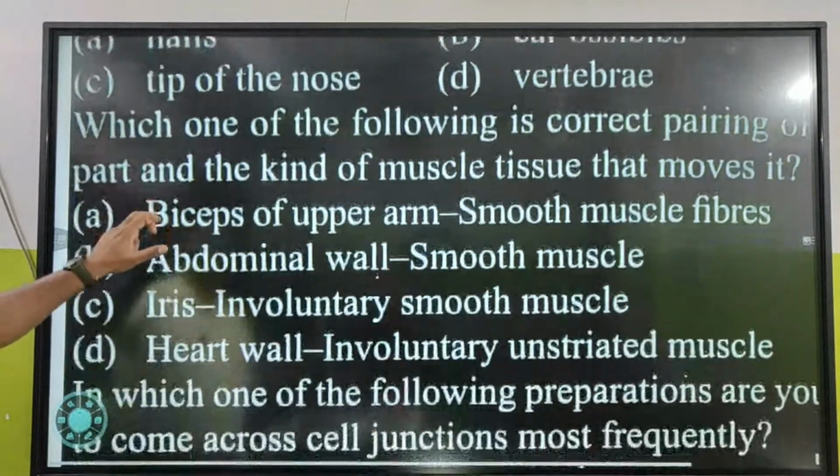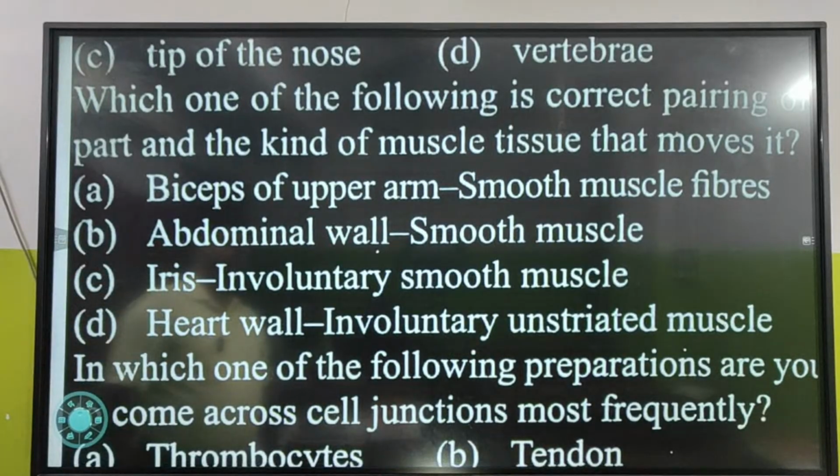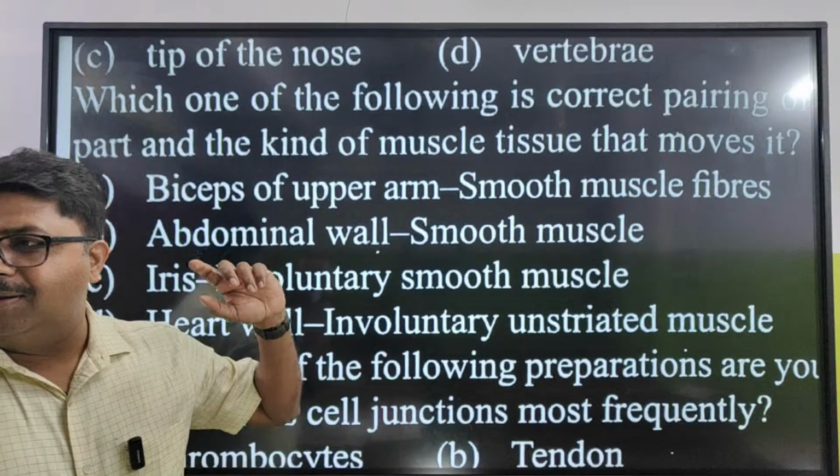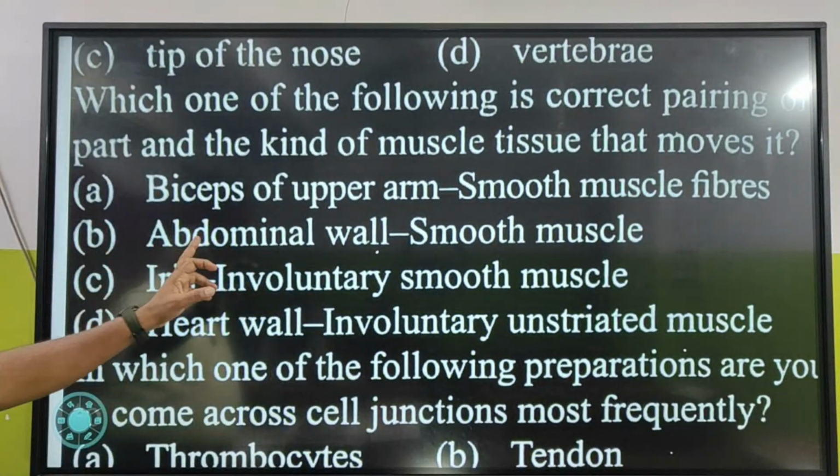Which one of the following is the correct pairing of part and the kind of muscle tissue that moves it? Biceps of upper arm, smooth? Never. Okay. Abdominal wall, smooth muscles? Yes. Iris, involuntary smooth muscles? Iris, yes. Heart wall, involuntary unstriated or striated? So the answer is between the abdominal wall, smooth muscles, and iris, involuntary smooth muscles.